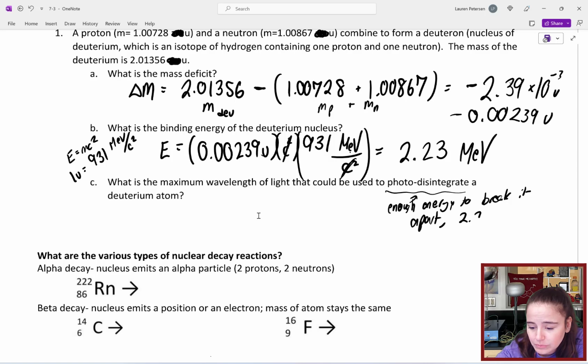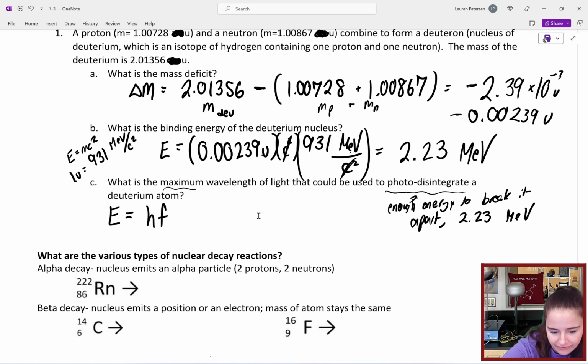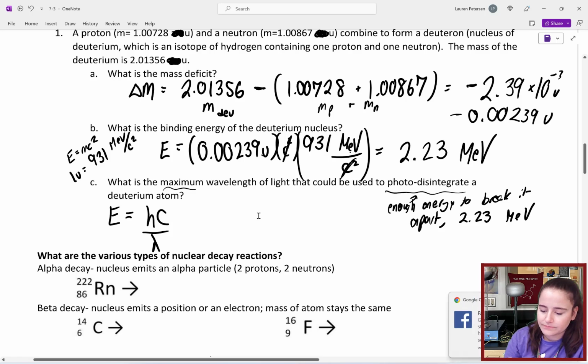So 2.23 mega electron volts. Okay, and we want to know the maximum wavelength of light. So we know the energy of light is hf, which we typically rewrite as hc over lambda. Okay, and do I have it? Nope, I have it in electron volts, but not in mega electron volts. So I will have to convert there.